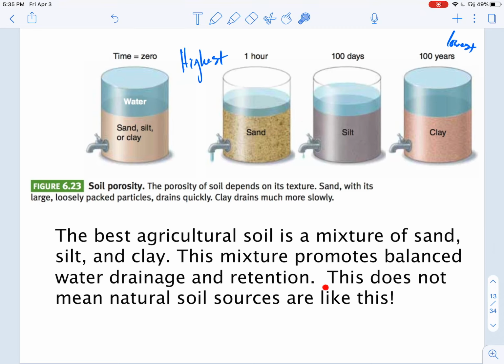And I made a note here. This does not mean you're going to naturally find sources of soil like this all over the world. It depends on where you live, with the composition, the topography, the climate, etc., where you're going to find these types and compositions of soil.